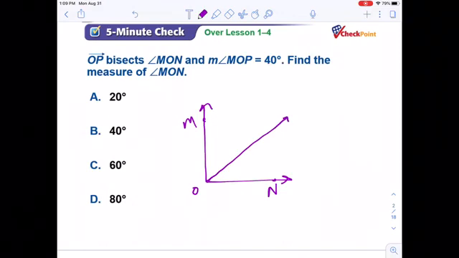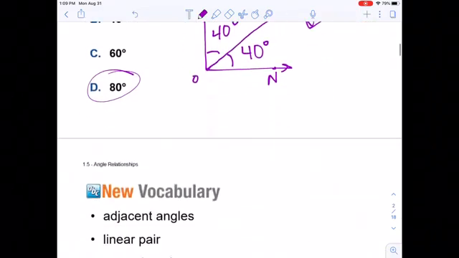not to scale. Ray OP bisects MON, that means that these are congruent. The measure of angle MOP is 40 degrees. We're trying to find the measure of the whole thing. That means we just multiply 40 times 2, or add 40 plus 40, and we get 80.